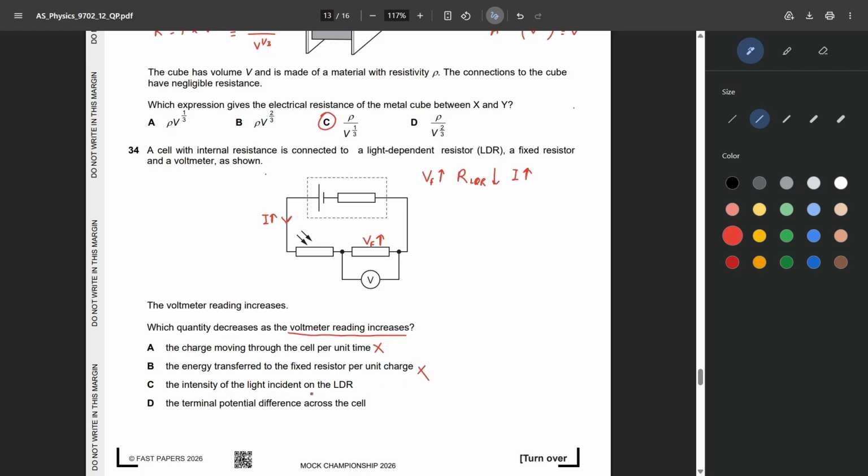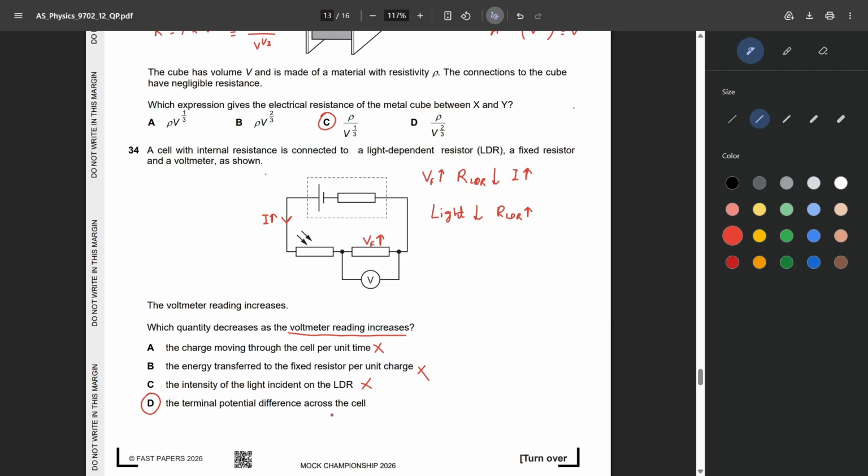The intensity of light on the LDR. Okay, so if the intensity of light decreases, the value of R, or resistance of the LDR, will increase. If light decreases, resistance will increase. So that is not what happens, because we've already concluded that the resistance of the LDR decreases, which means the intensity of light increases. That leaves us with D as the correct option.